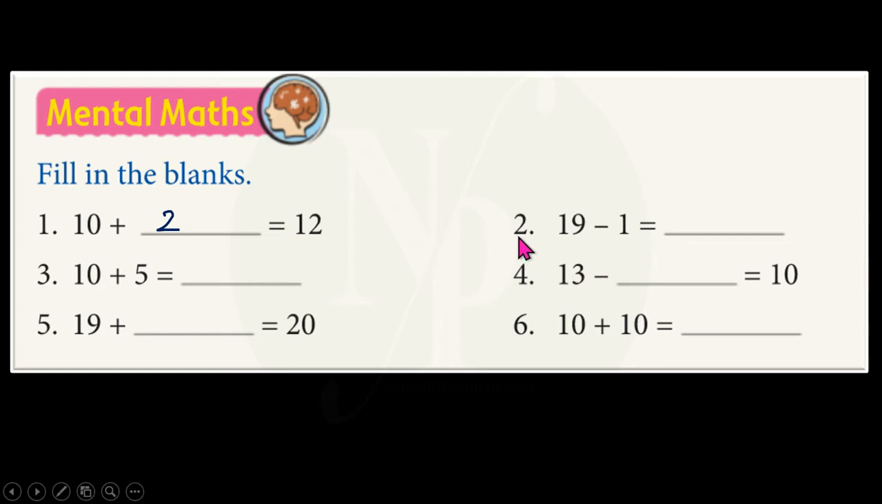Question number 2. 19 minus 1. So 1 less than 19 is 18. Therefore 19 minus 1 is 18. Fill this blank by writing 18.